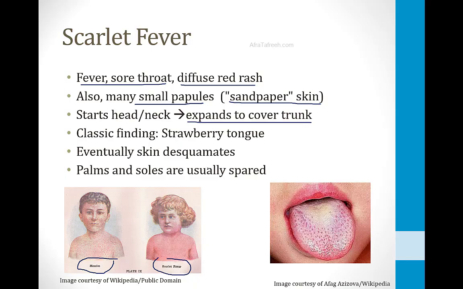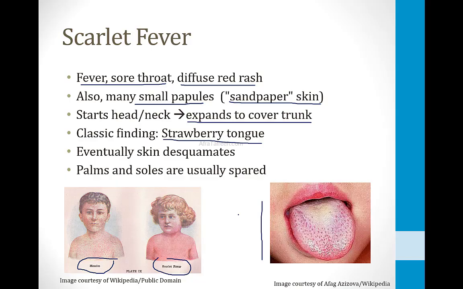Another classic finding of scarlet fever is the presence of a strawberry tongue. This is a picture of a strawberry tongue on the right side of the screen here. Now, you can also get a strawberry tongue in a vasculitis syndrome called Kawasaki disease, and Kawasaki disease also occurs in children and also has a rash.